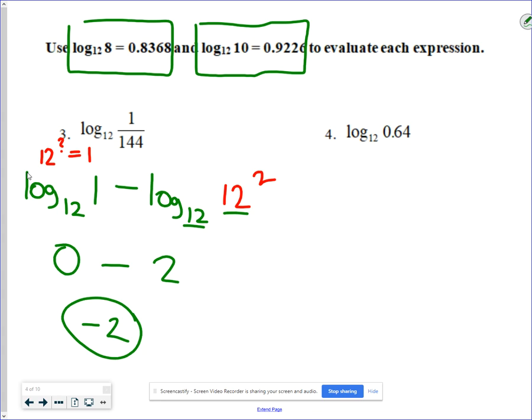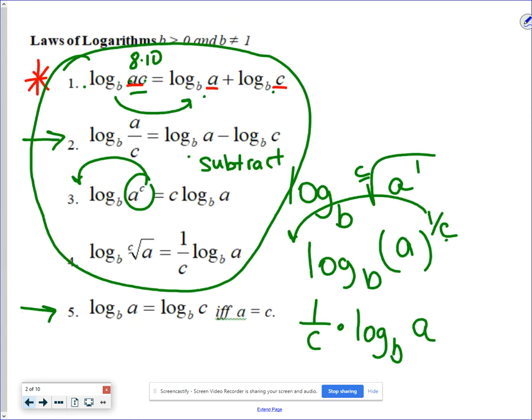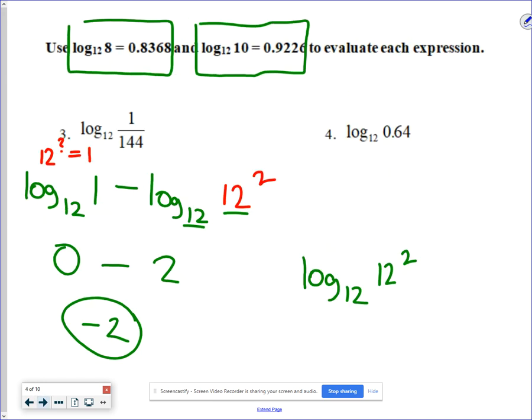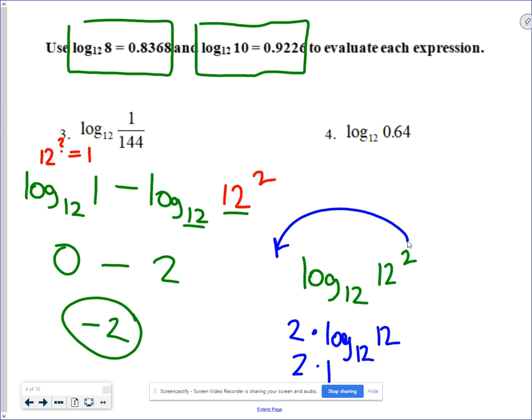Or you could even do this. You could think of this as log base 12 of 12 squared. We can use that other new rule that we learned, rule number 3. When you got a power here, you can move the exponent to the front of your logarithm. So you could have rewrote this as 2 times log base 12 of 12, which is 1. 2 times 1 is 2. Right, so let's do this last one.